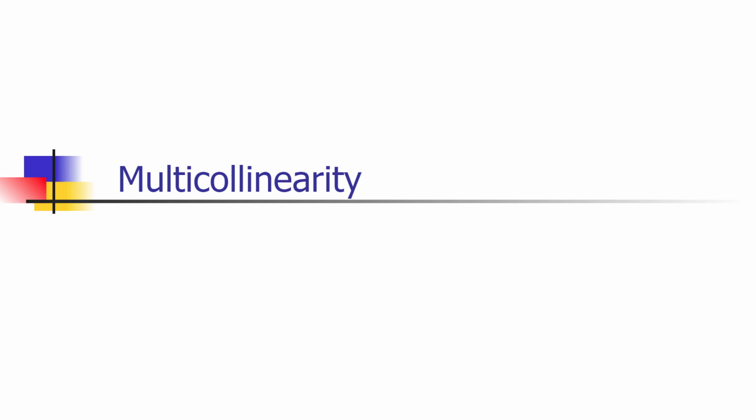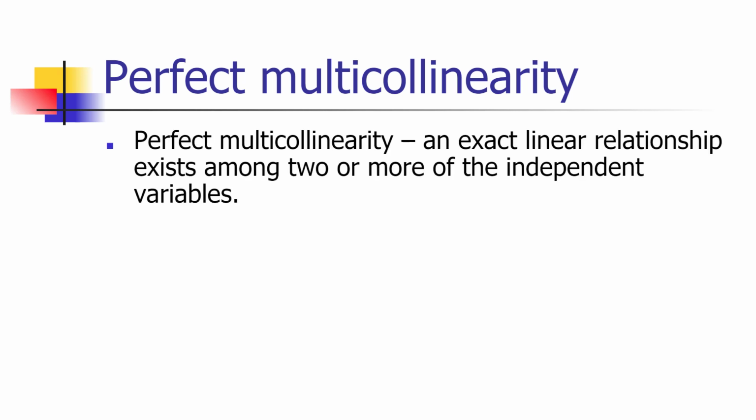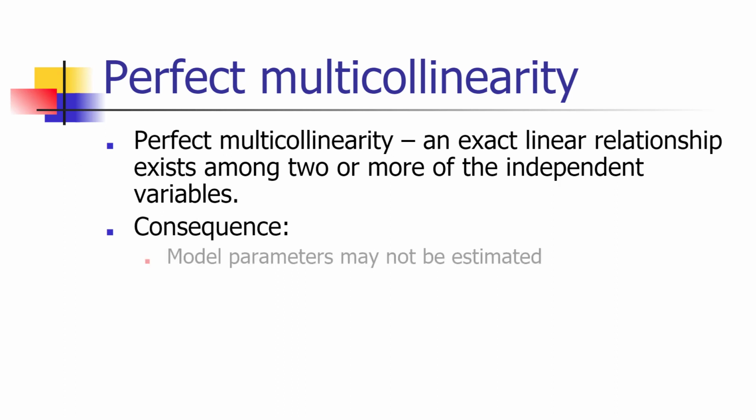In this video, we're going to discuss multicollinearity. In an earlier video, we discussed perfect multicollinearity, and we noted that was a violation of one of the assumptions of the classical regression model. If there's an exact linear relationship among two or more of the independent variables, we have perfect multicollinearity, and in that case, model parameters cannot be estimated.